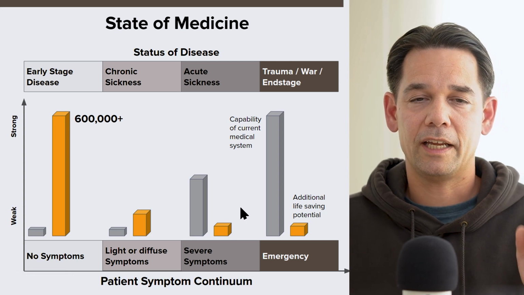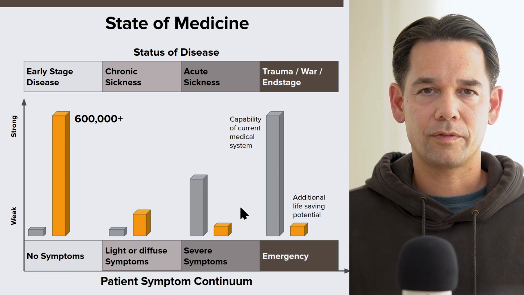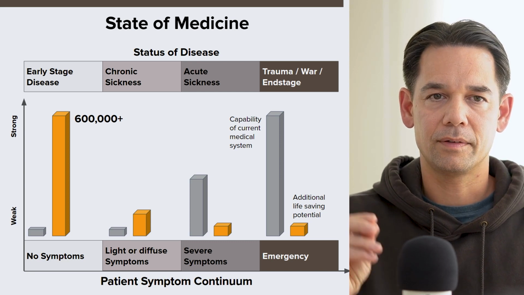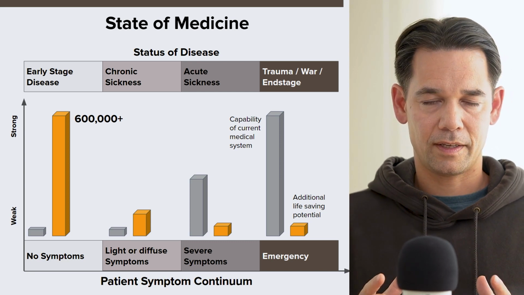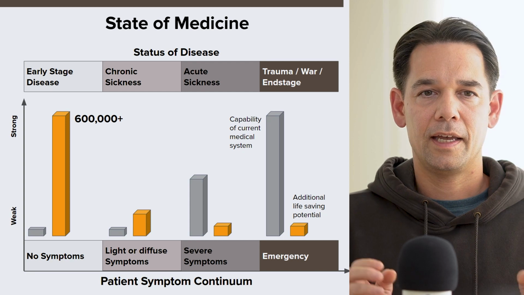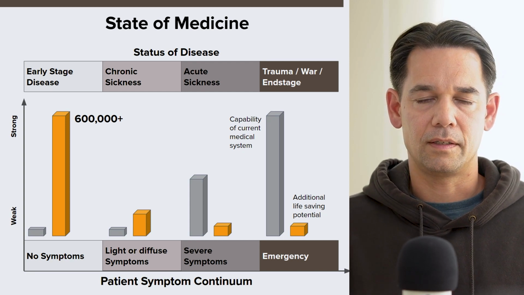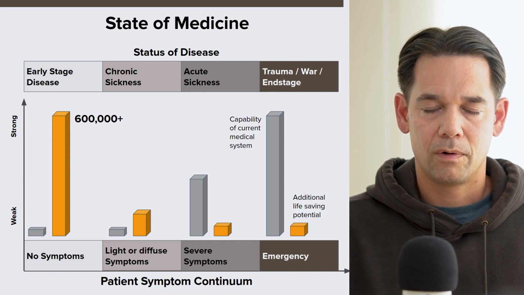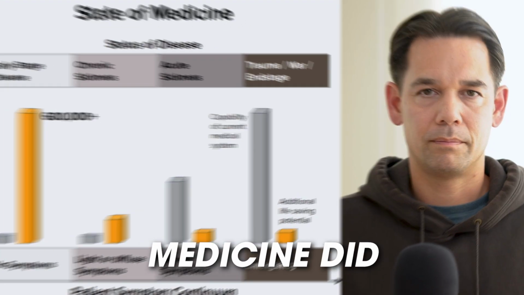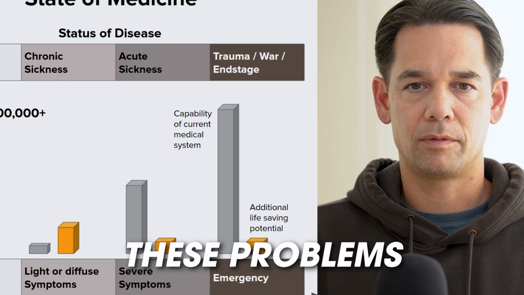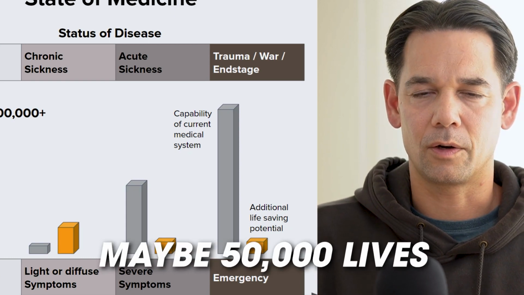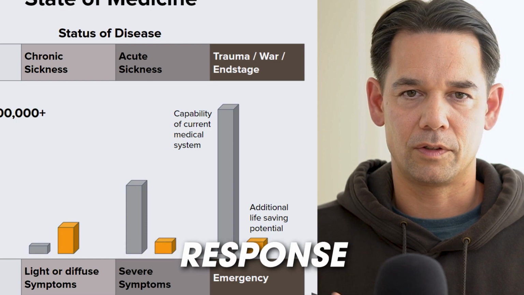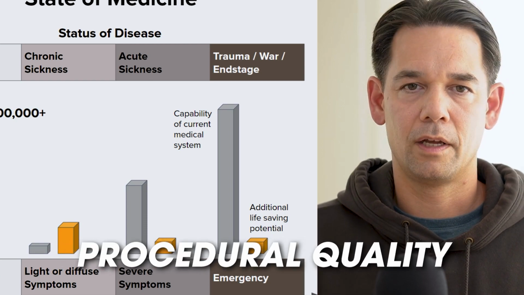But when you look at where the actual life-saving potentials of medicine today, it is actually not in emergency and end stage. I indicated here with orange how many lives could we save in America every single year in these different areas of disease, interventions in these different areas. Now on the right, the potential is very low. Why is it low? Because we did a good job. Medicine did a good job. We solved these problems mostly, but there's not much you can squeeze out. Maybe 50,000 lives or something if you would boost our emergency response capabilities and hospital procedural quality.